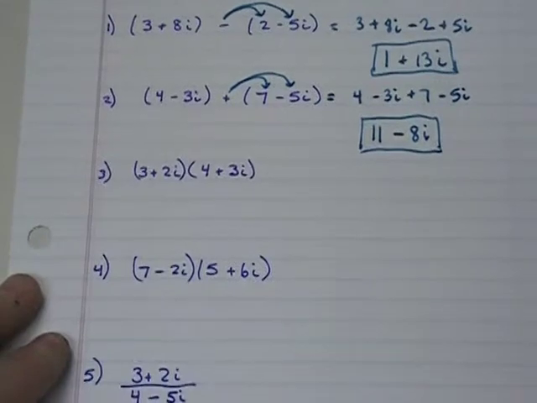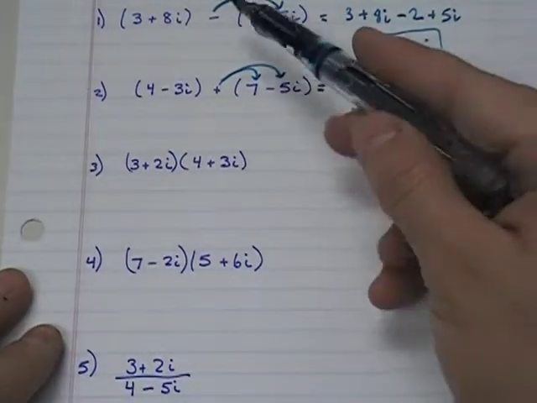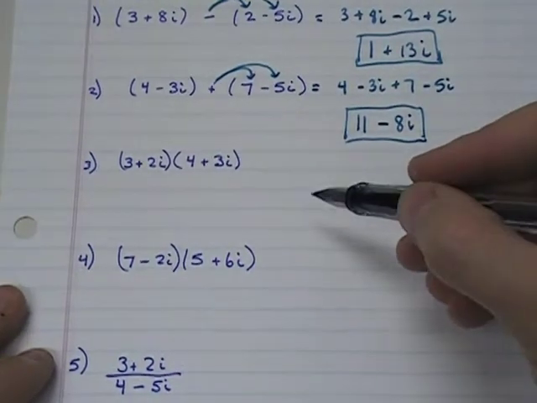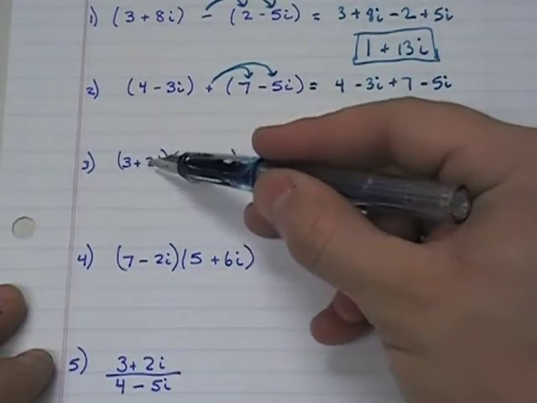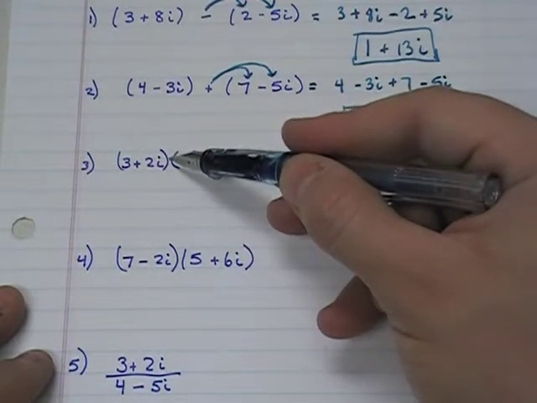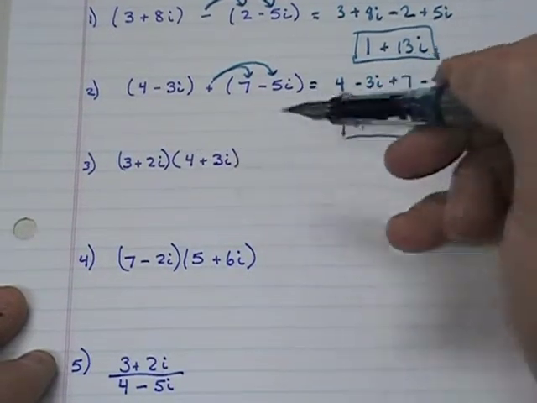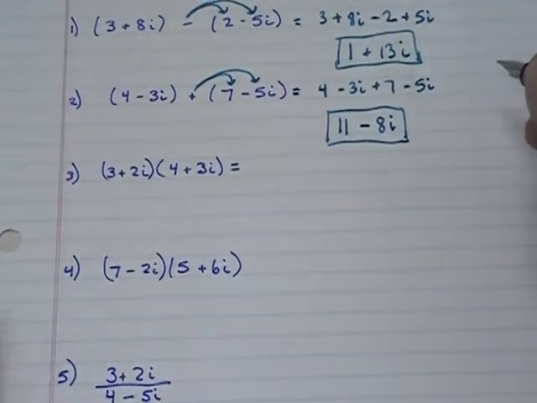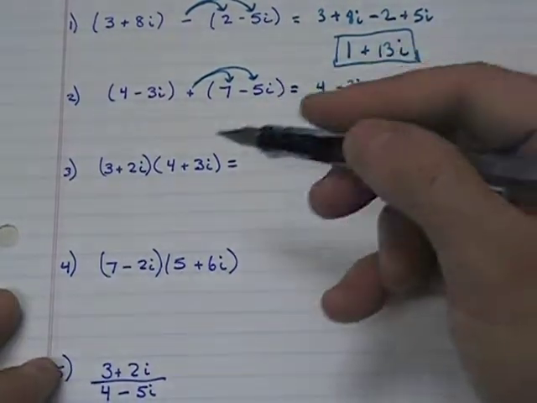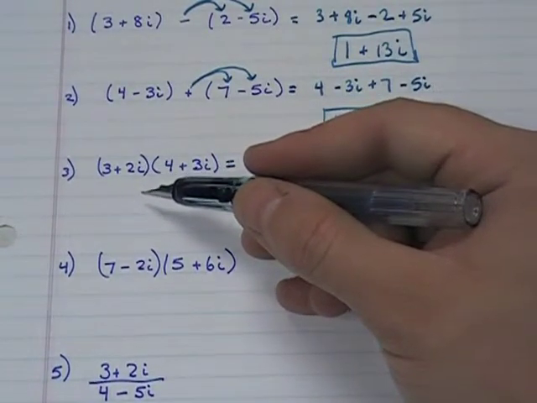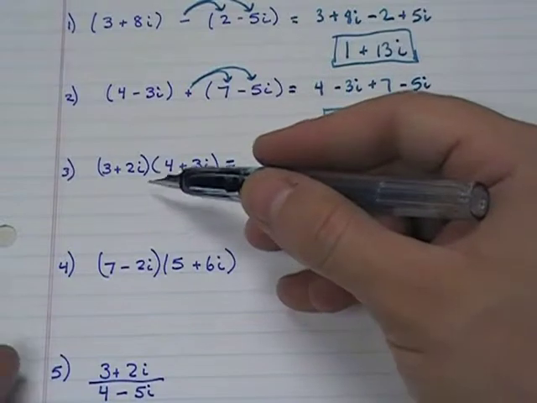Okay? Third problem's a little different. Now instead of subtracting or adding, now we're multiplying. We have 3 plus 2i, which is a complex number, times 4 plus 3i, which is also a complex number. Well, the simplest way to do this is it's like multiplying a polynomial. Treat this i just like it were an x or a y or an a or a b. Treat it like a variable.